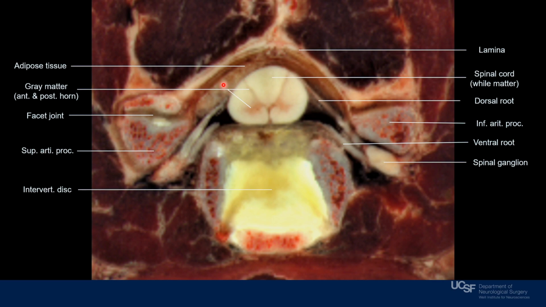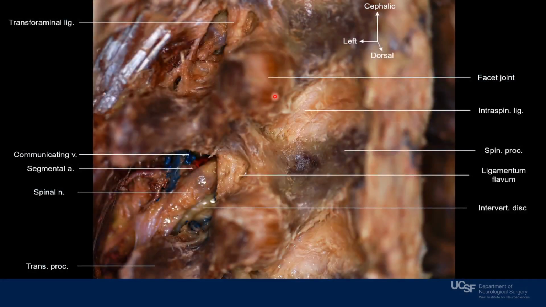There's also going to be a venous plexus, and mainly in the lumbosacral region, there's going to be a high content of adipose tissue filling the epidural space. Next.